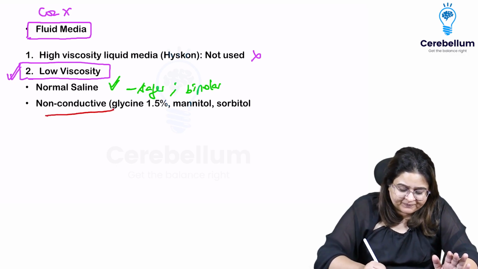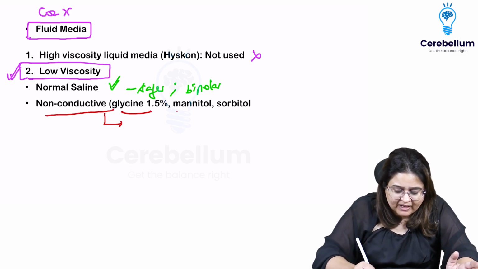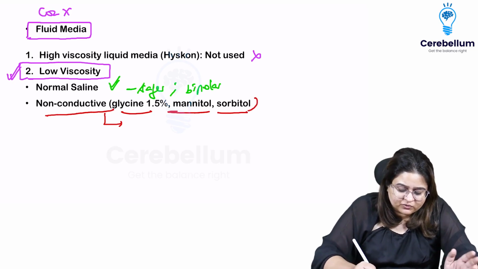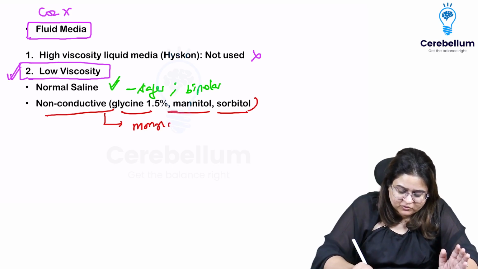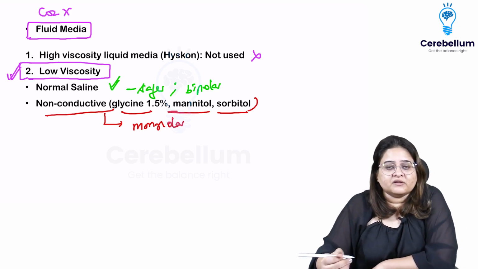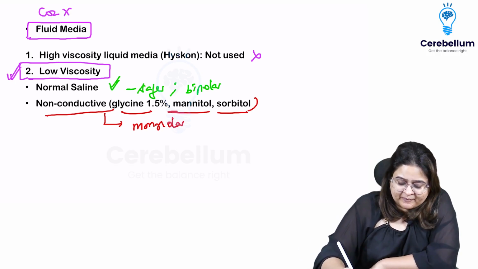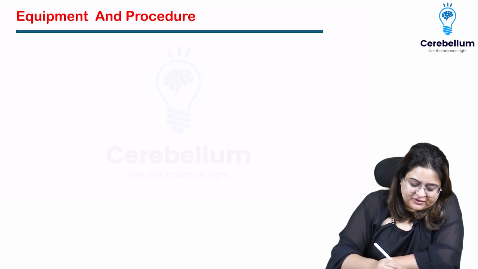Non-conductive fluids are glycine, mannitol, sorbitol. These are used when you are using monopolar instruments, monopolar cautery. You will use a non-conductive solution. Also remember, there is something called a fluid deficit.